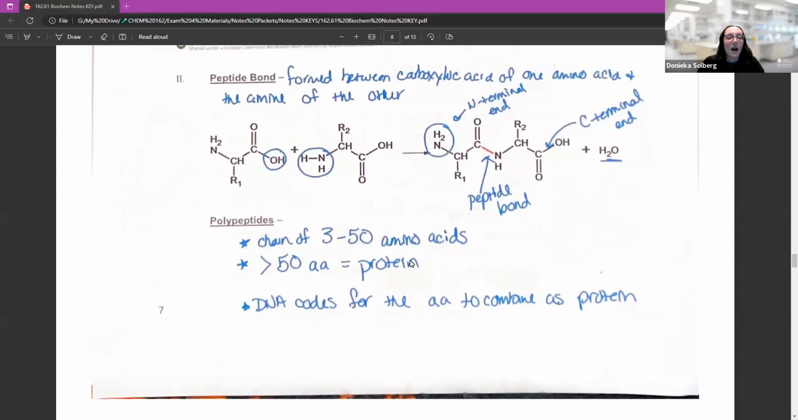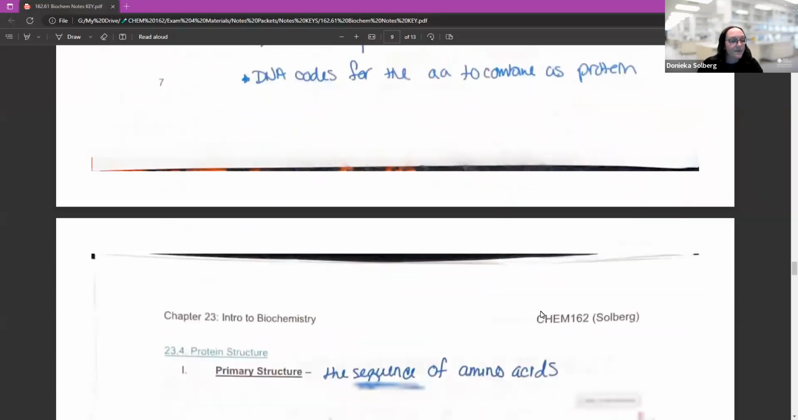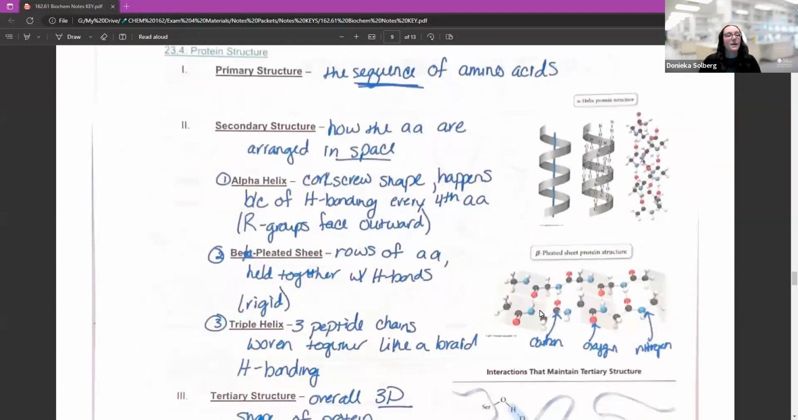And how do we get these proteins? Well, we had DNA that codes for the amino acids to create a protein. So everything kind of plays together, right? We'll talk more about DNA in a little bit, but that is how we code for creating a protein. Now, protein structure is really important to give proteins their purpose, what they do, how they can react. So different structures do different things.